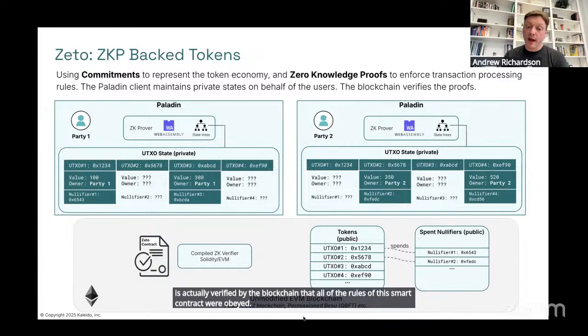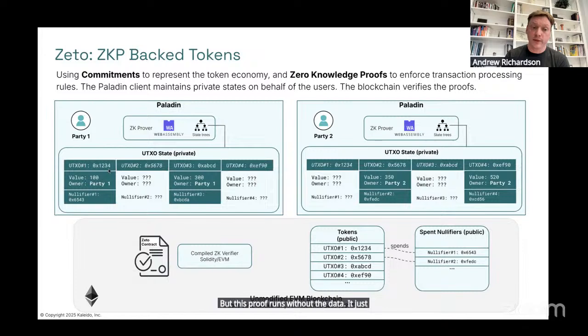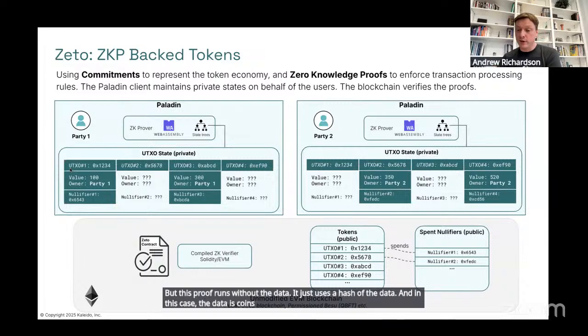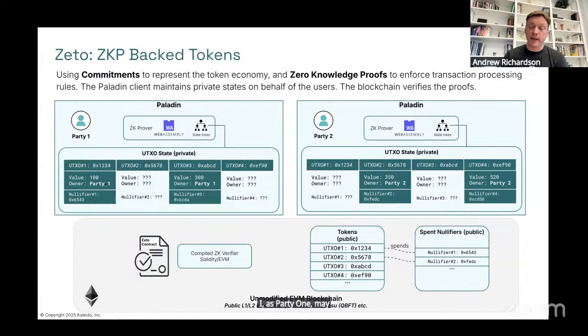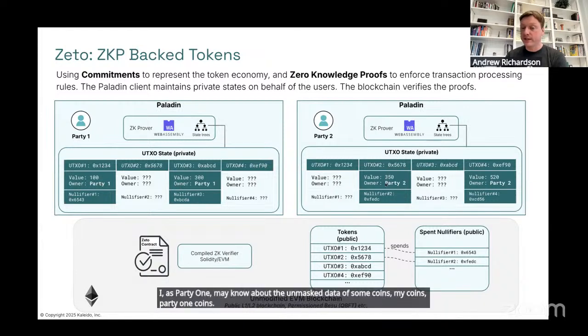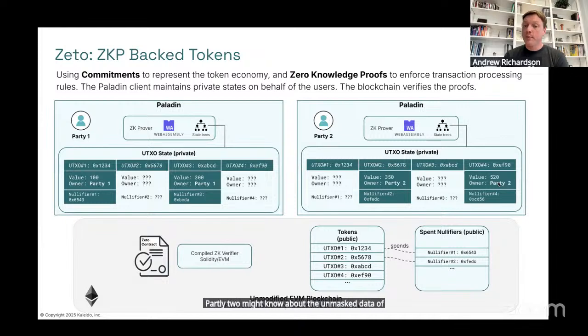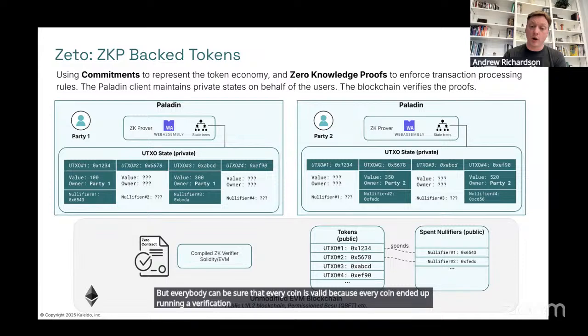But this proof runs without the data. It just uses a hash of the data. And in this case, the data is coins, maybe fungible coins, maybe non-fungible coins. They can have all kinds of additional metadata as well. But fundamentally, they have an owner and a value. I, as party one, may know about the unmasked data of some coins, my coins, party one coins. Party two might know about the unmasked data of party two coins. But everybody can be sure that every coin is valid because every coin ended up running a verification, and the verification ran on the EVM blockchain. So everybody believes in it.